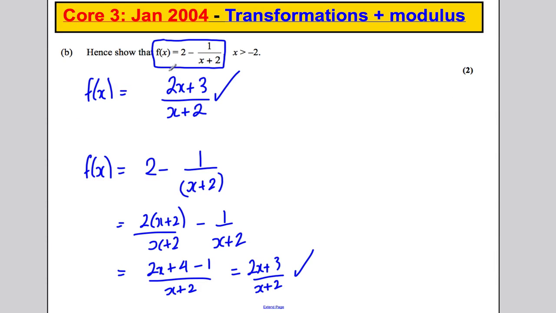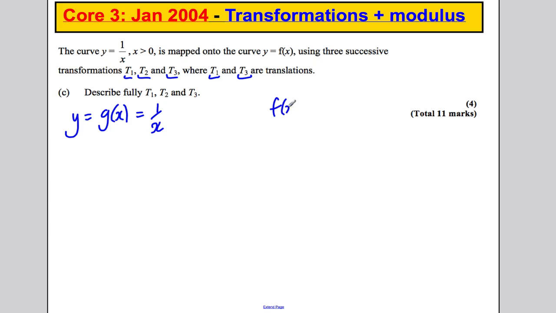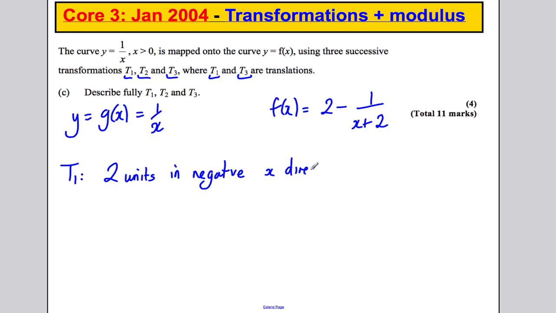Now, what is f of x equal to? f of x is equal to 2 subtract 1 over x plus 2. Okay, how do I get from the 1 over x graph to this graph via transformations? Well, the first one, T1, I'm told is a translation. So let T1 be the translation 2 units in the negative x direction, i.e., we're working out g of x plus 2. And g of x plus 2 would be 1 over x plus 2. So that gets us part of what we're looking for, but then there's other stuff to do.